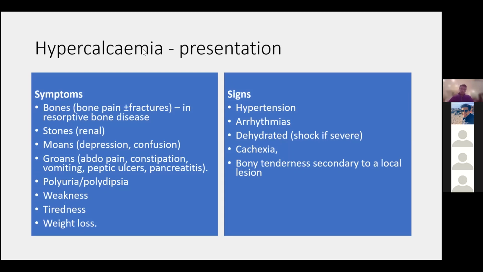When you're thinking about the signs that these patients have, they may be hypertensive, and they may have arrhythmias, and they may appear dehydrated or in shock if it's severe. Again, this is mainly due to their polyuria. And if they've got erosive bone disease, then they may have bony tenderness.